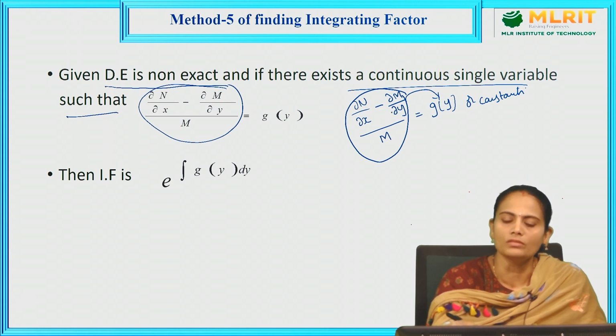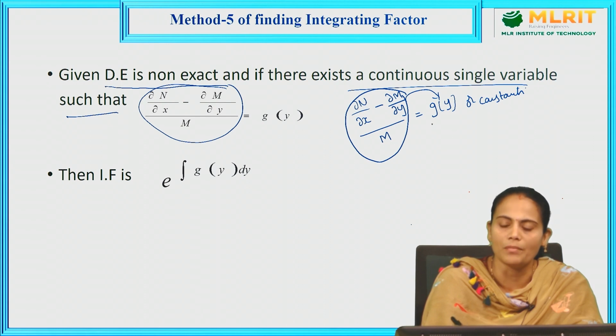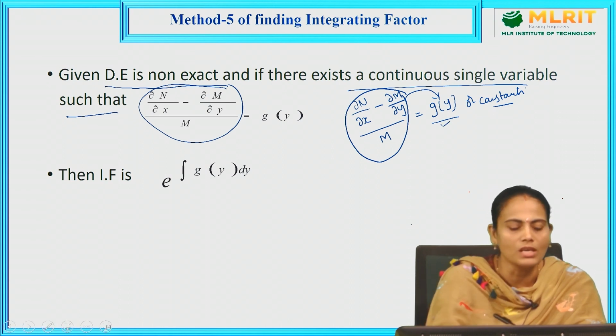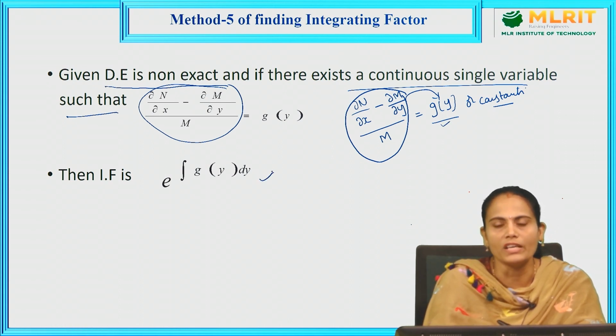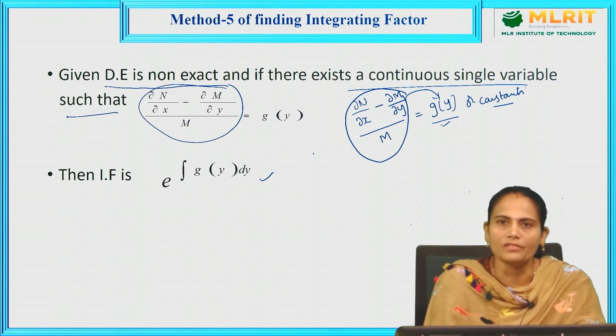So if this value, that means (∂N/∂x − ∂M/∂y) divided by M, is equal to a function of y terms only, or sometimes a constant, then we can find the integrating factor. If we are getting a function of y only or a constant, then e to the power integral g(y) dy is an integrating factor. This is the process to find an integrating factor if the given differential equation is a non-exact differential equation.